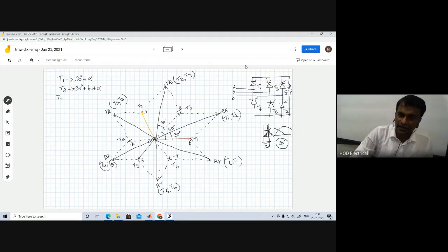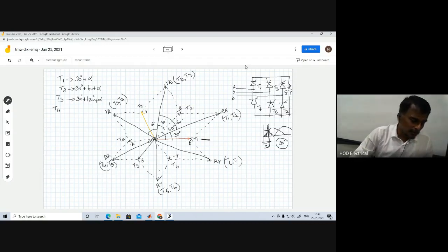Then similarly T3, 30 plus T3 is nothing but 30 plus 60 plus 60. So we can write 30 plus 120 degree plus alpha. See here, this place, T3 will be here. So this is already 60 degree. Already we know this is 60 degree. Therefore 60 plus 60 plus 30 from this reference. Reference is here. So that's why 30 plus 120 plus alpha.